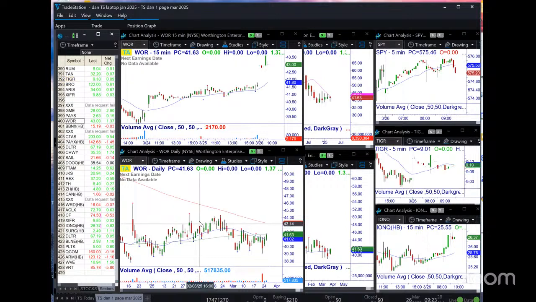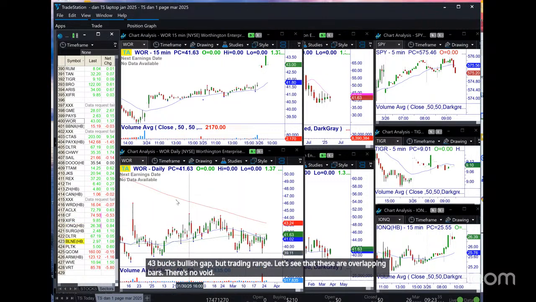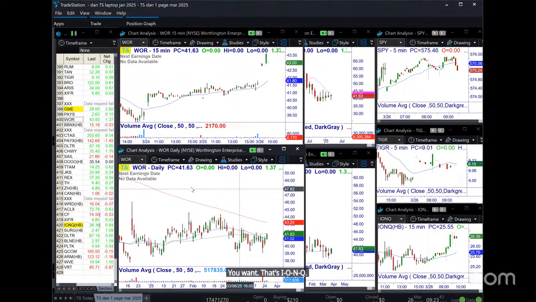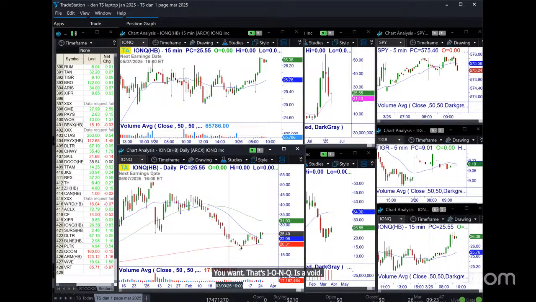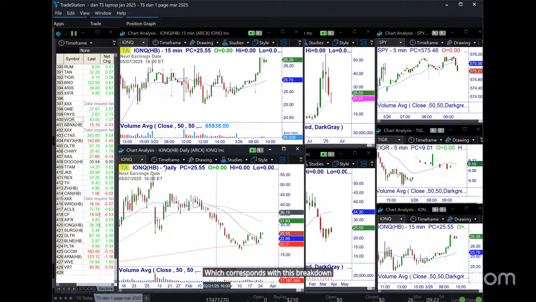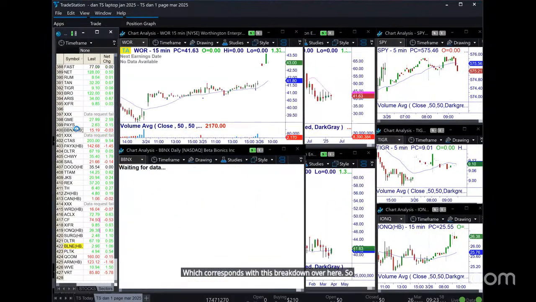43 bucks, bullish gap, but trading range. Let's see, these are overlapping bars. There's no void. It's all overlapping bars. There's no void. You want this, IONQ is a void. See this fluid move down? So my target is the 50 MA, which corresponds with this breakdown over here. So WOR, no interest.